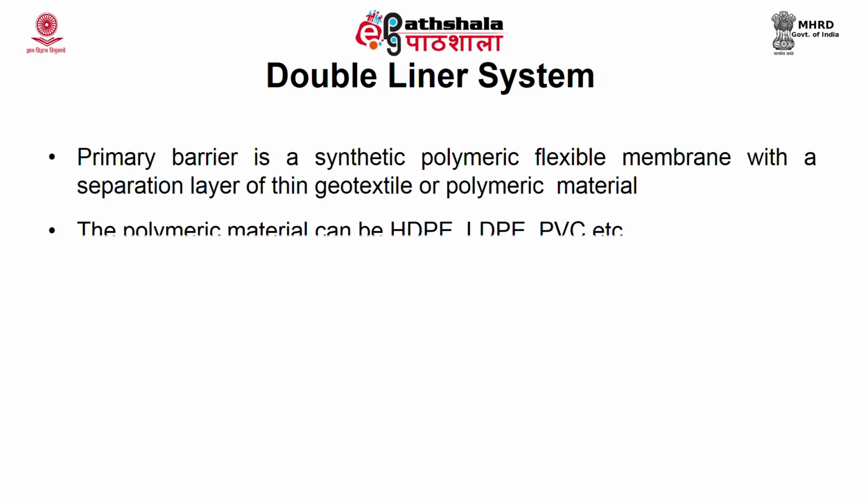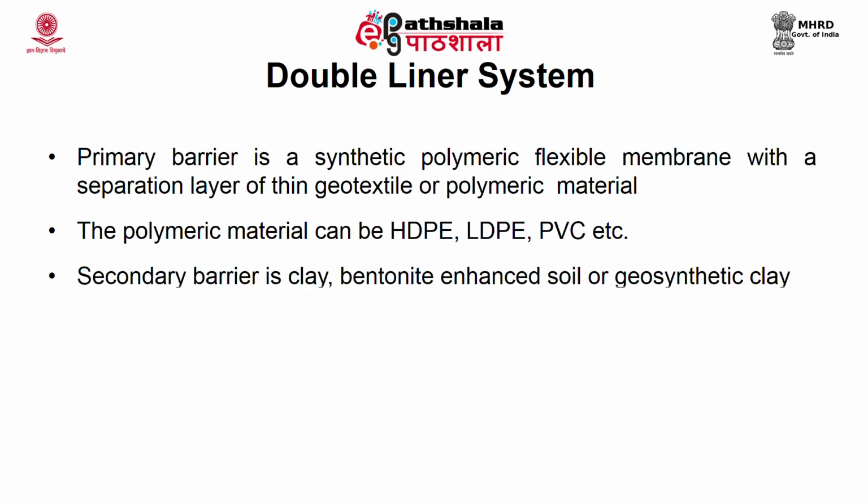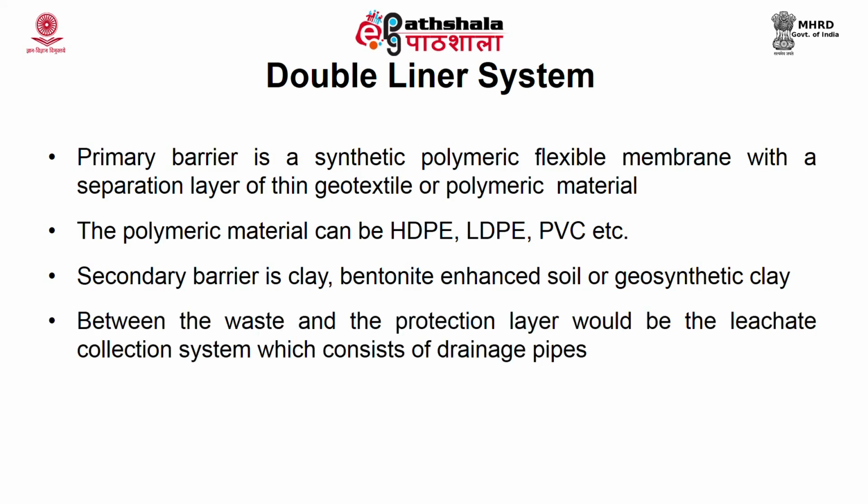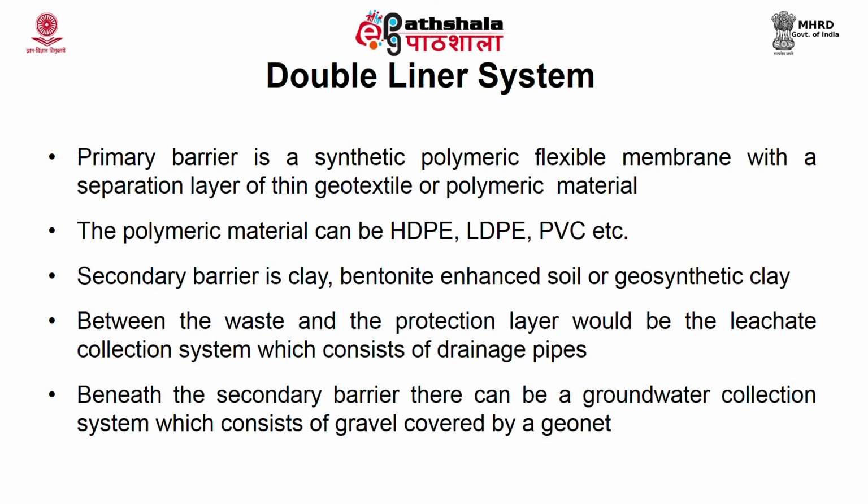This liner system again will have a primary barrier which is made up of a synthetic polymeric material lined with a separation layer made up of geotextile. Then you have a secondary barrier which is made up of clay, bentonite enhanced soil or geosynthetic, and between the waste and the protection layer you would have a leachate collection system with drainage pipes, and beneath the secondary barrier there can be a groundwater collection system which consists of gravel covered by geonet. Then you also have an intermediate high permeability drainage layer in between the primary and the secondary barrier. This is what is different in a double liner system.